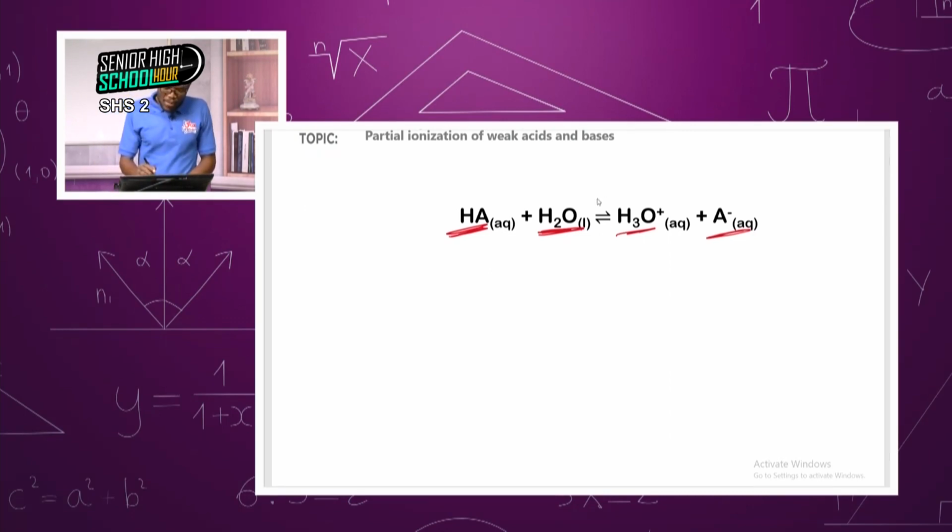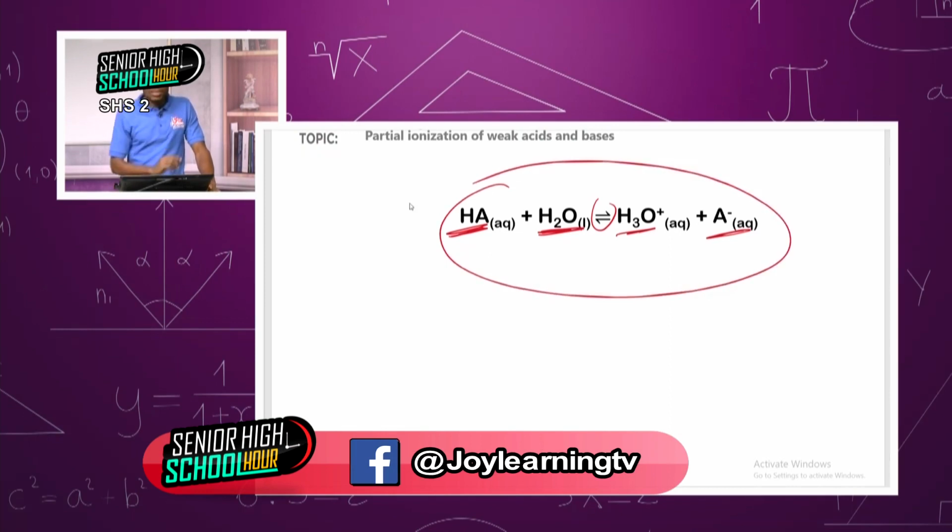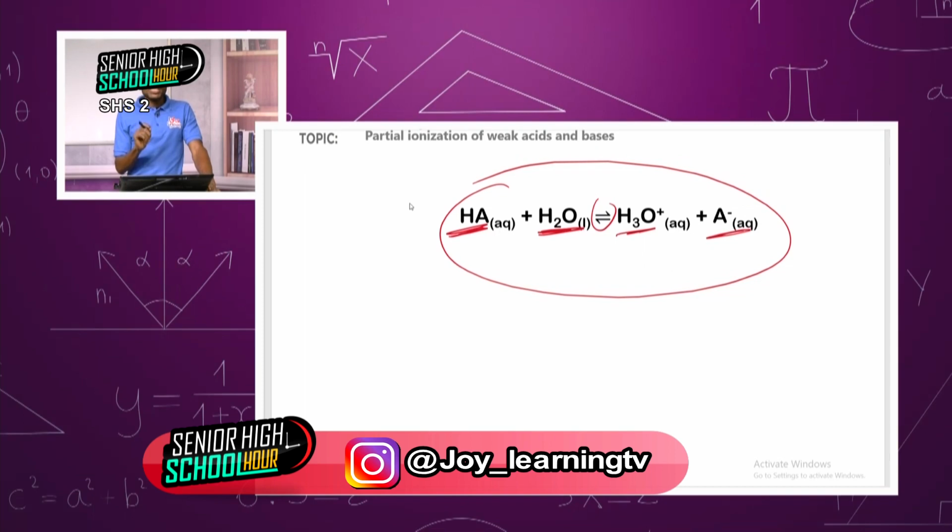The equilibrium expression there is because the acid is not dissociating completely. It is dissociating partially. So anytime I give you an equation like this, it means that we are dealing with a weak acid. That is equilibrium system.